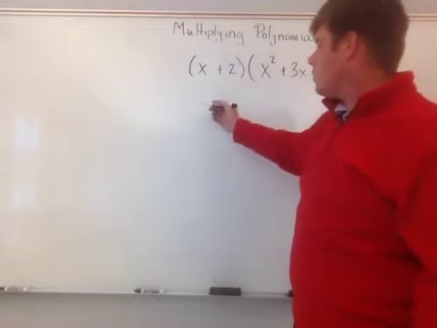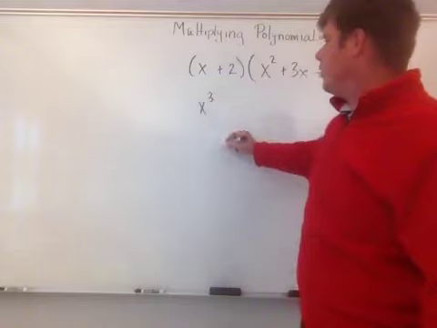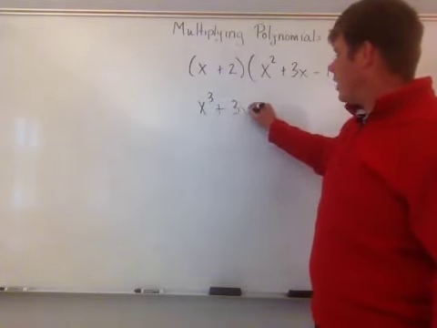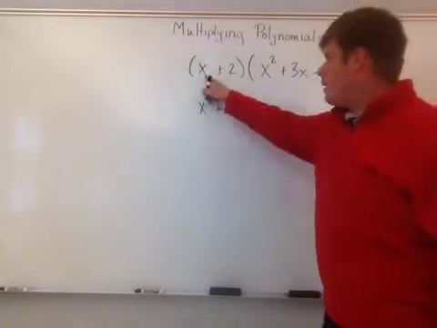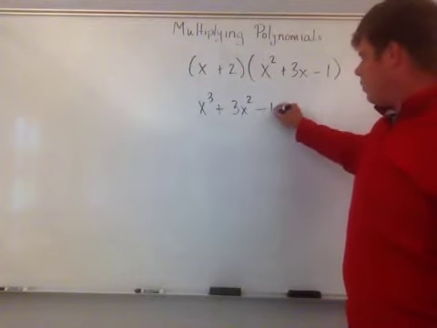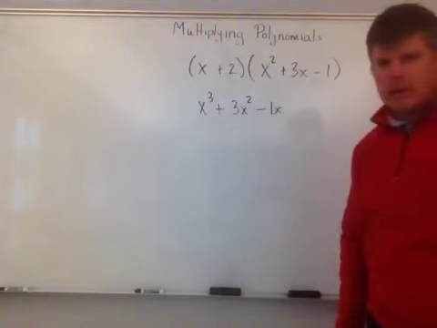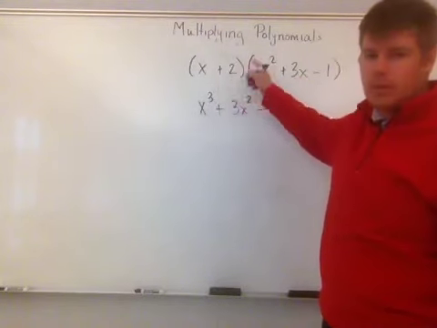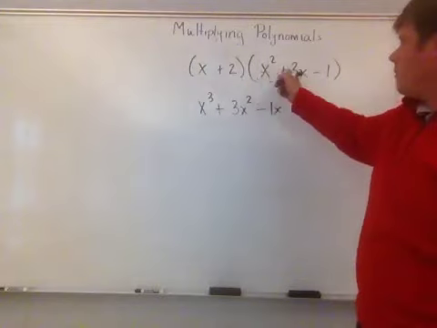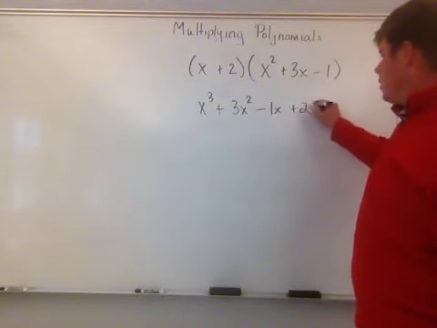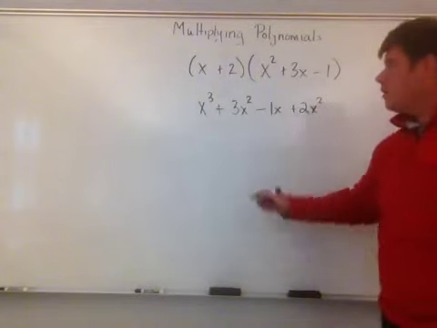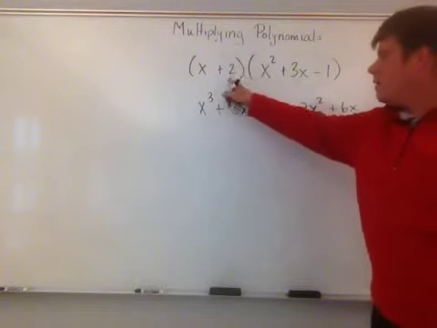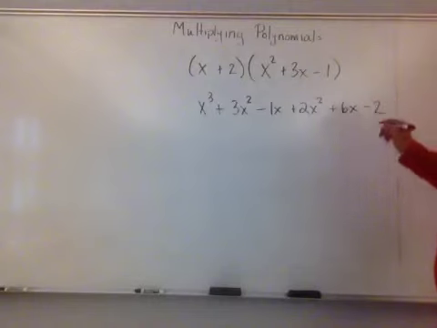So x times x squared is x cubed. X times 3x is positive 3x squared. X times negative 1 is negative 1x. Okay, and then I go to the 2. Now the x has multiplied everything here, so let's take the 2 and multiply everything here. Positive 2 times everything in here, so I get plus 2x squared. 2 times the positive 3x is plus 6x. And 2 times the negative 1 is negative 2.